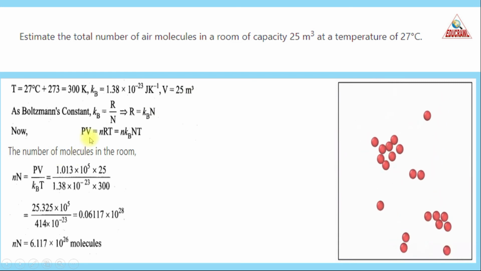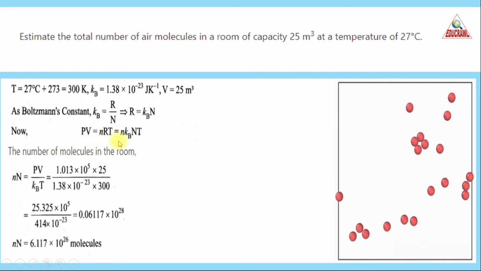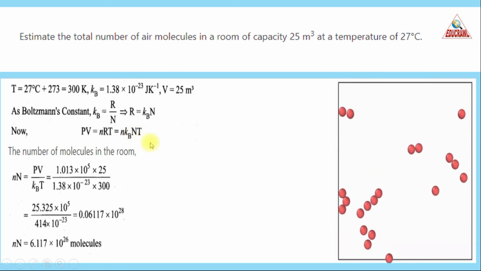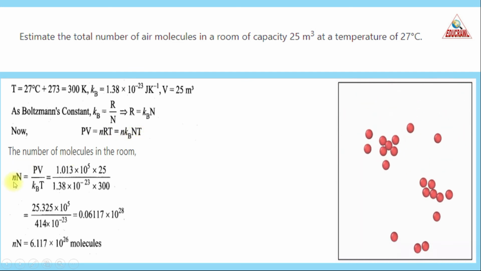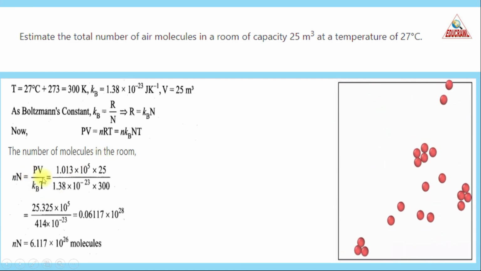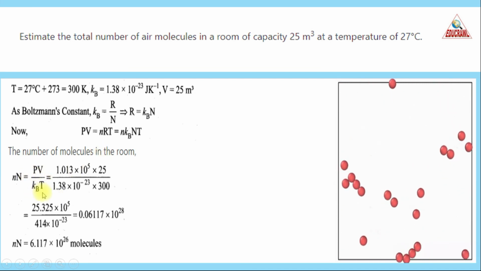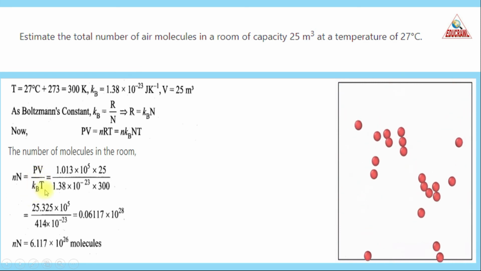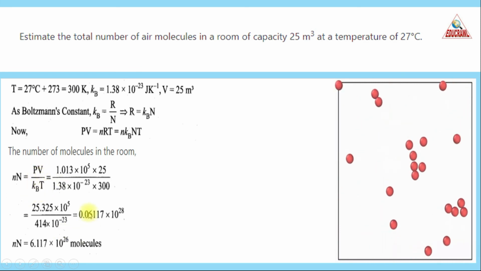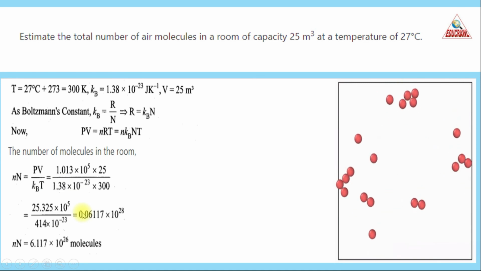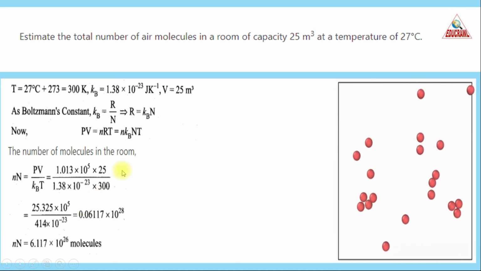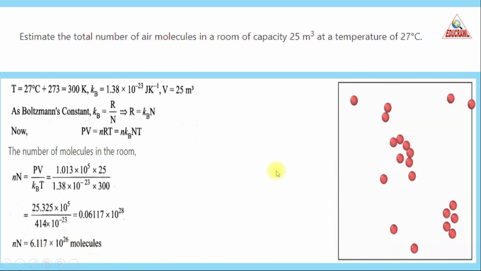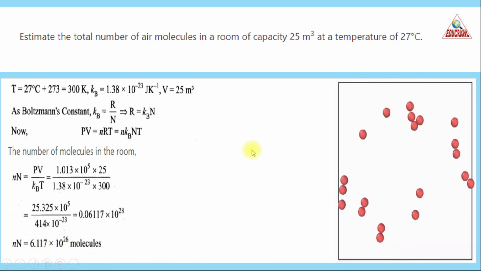Now using the relation PV is equal to nRT, which is equal to N kB T. Using this equation we will find the value of the number of molecules as PV divided by kB into T. Now substituting the P value, V value, kB value and T value and simplifying, we get the total number of molecules in the room as 6.117 into 10 power 26 molecules.